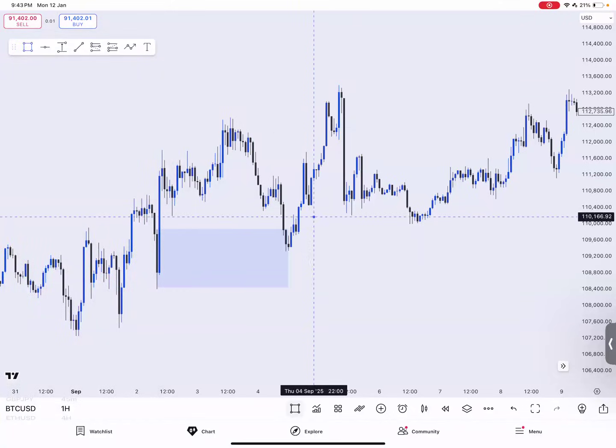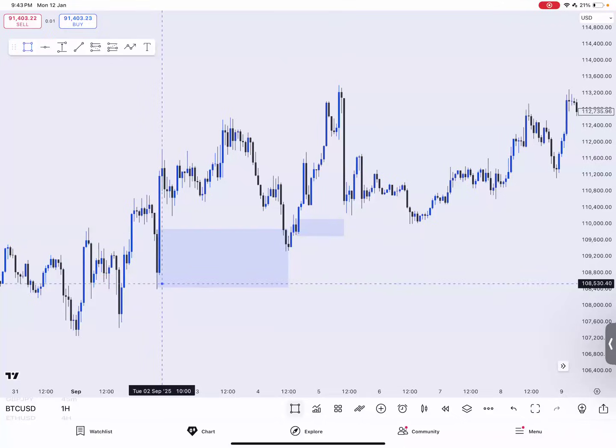This is another block here, but it's just a short OB compared to this one that is extremely large. This would require an extra layer of confirmation. This one would not. Do you guys understand what I mean?